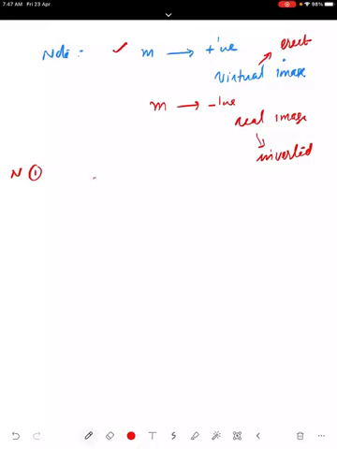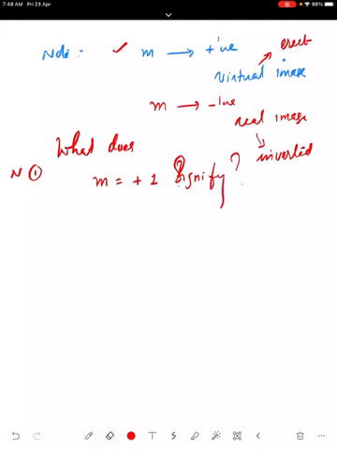What does M equal to plus 1 signify? Okay, this is a board question. What does M equal to plus 1 signify? So, we can give the answer in 2 parts here. What it signifies, and you have to recognize in which case it is possible. If it is possible, tell me the condition. In which case, which kind of mirror is it possible?